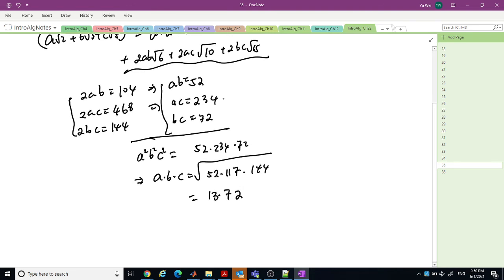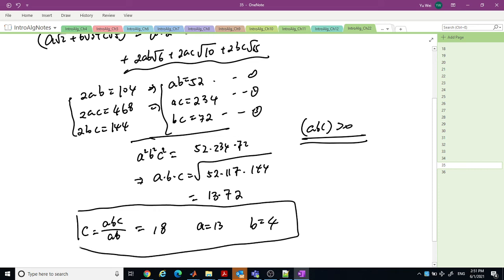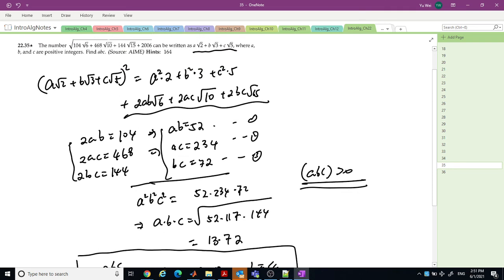Okay, now once we solve the abc, right? abc should be greater than 0, right? Because a greater than 0, b greater than 0, c greater than 0. So negative doesn't work. So that's why we can use abc divided by ab here, right, is c equal to this, so we get c equals 18, and by the same reason we get a equals 13 and b equals 4. Okay, since we solved the abc, we are only using this part. We are only using the square root part.